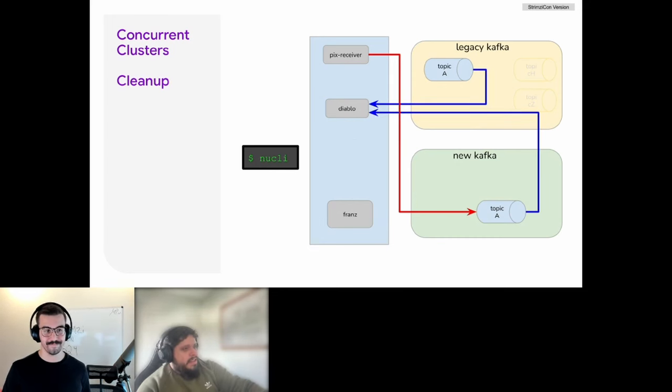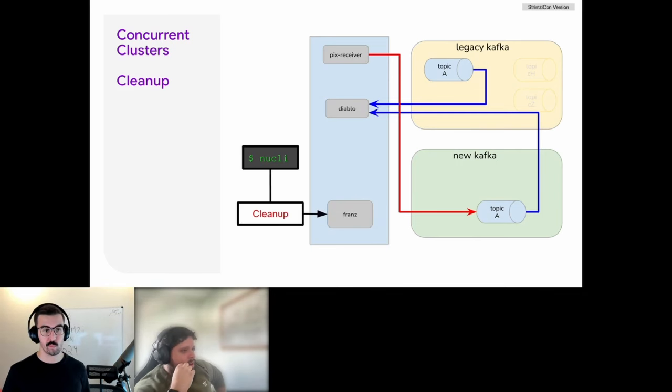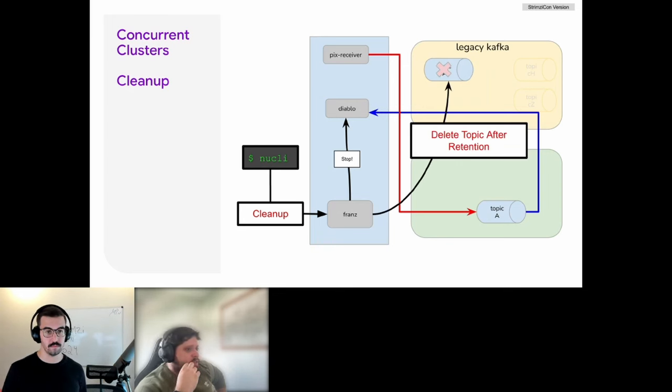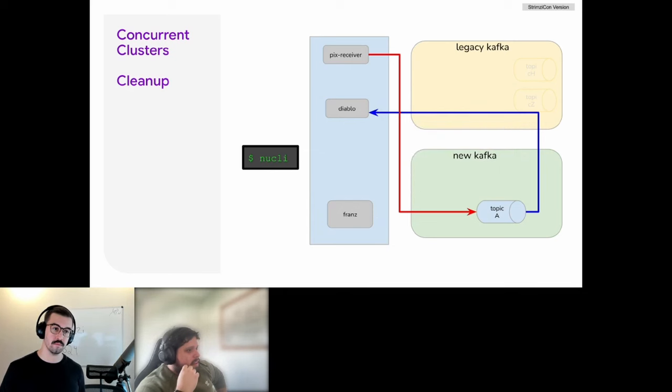And the last step is the cleanup. It follows the same logic: Nucli will send a command to France and then ask the consumer to stop consuming from the old cluster. Then we do some validation to make sure there is no lag or message on the topic, delete the topic, and free up some resources in the legacy Kafka. And this is the final state of the migration.